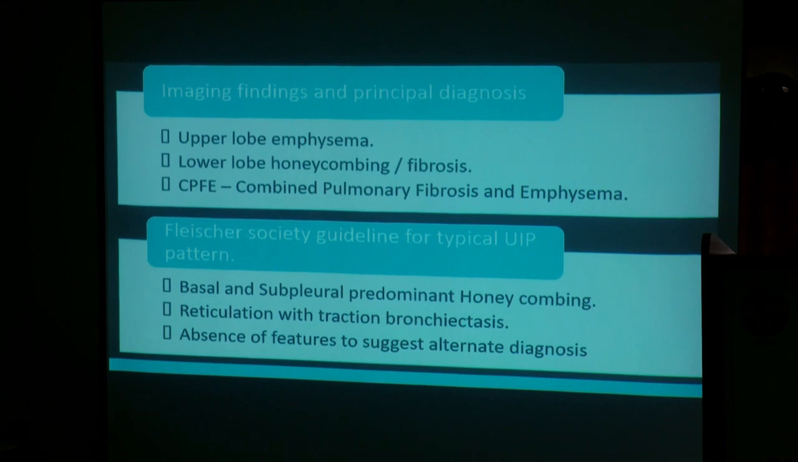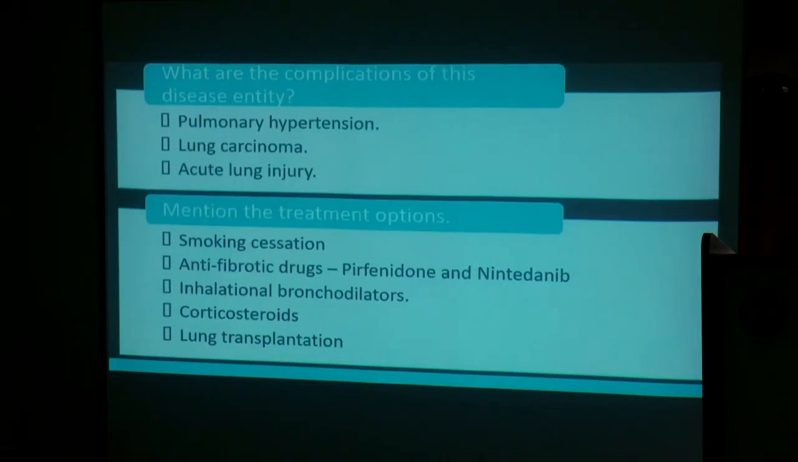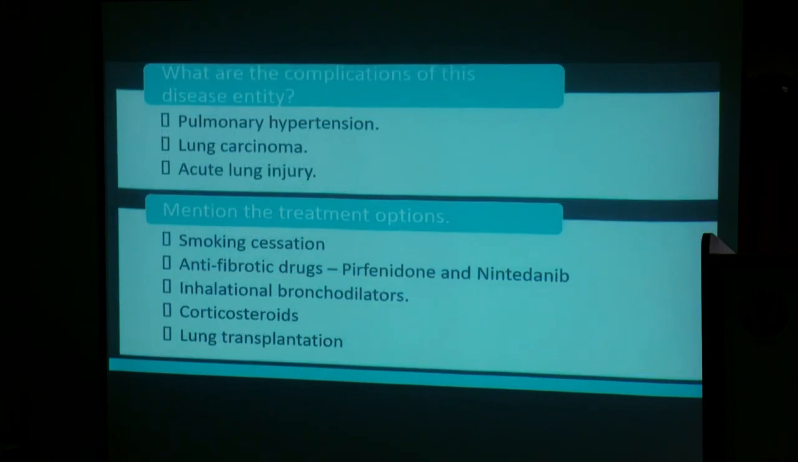be discussing subsequently. Now the most important finding is basal and subpleural predominance of honeycombing with associated reticulations and traction bronchiectasis, and there must be absence of any other findings to suggest an alternative diagnosis. The next question is complications of CPFE.